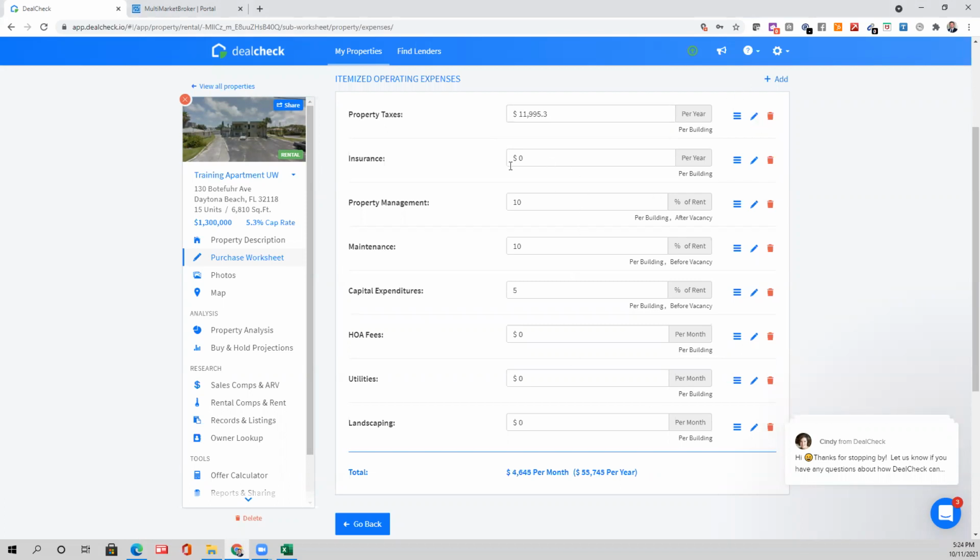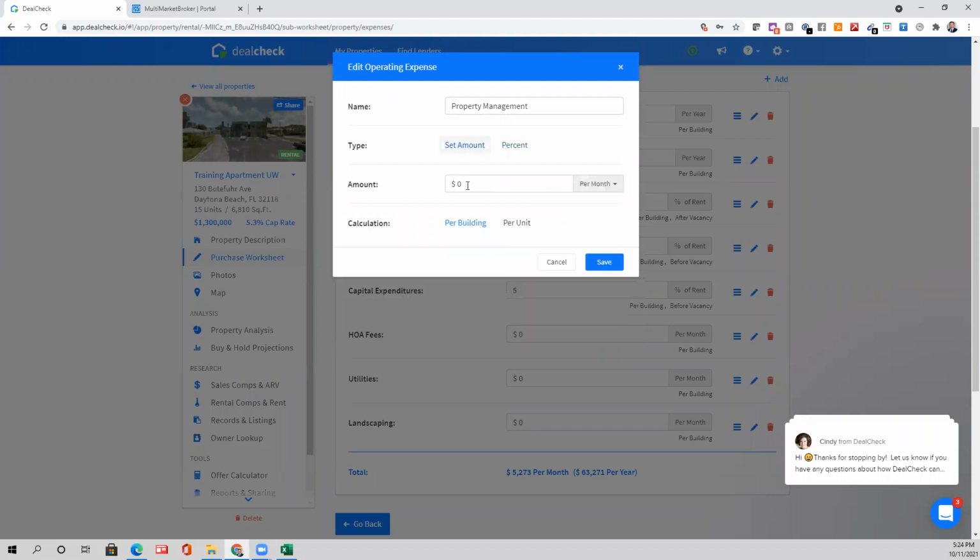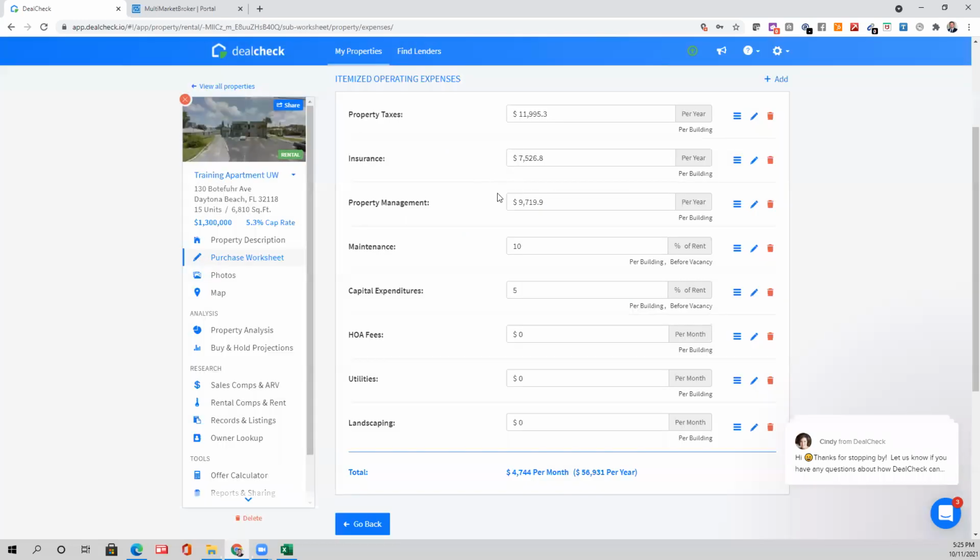Okay, insurance, and this is per year. Again, you can make this per month, but I'm doing it per year. So the insurance he had was $7,526.84. So $7,000 for the year. Property management fee, he was doing 10%. But since he had a number on here, we'll just do what he ended up paying, which was 97. We'll change this. So you can hit edit and then just change the percentage of rent to a set amount, right? So we'll do per year. Change that. And then that ended up being $97,199. And that was per building. There's 3 buildings, but remember, this is for the whole year.